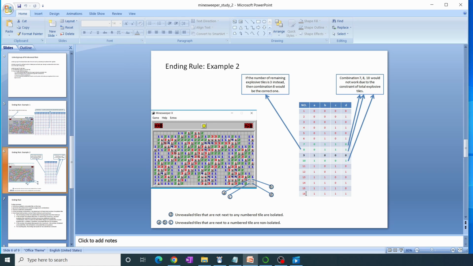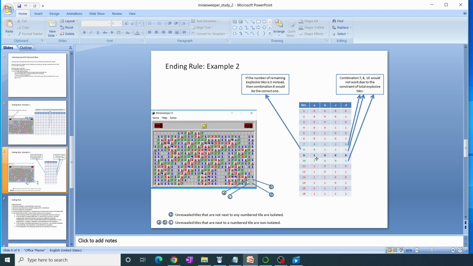Here is another example. We have 4 unrevealed tiles left on the map, and there should be 1 explosive. Using the brute force method and removing the conflicted combinations, we are left with combinations 7, 8, 9, and 10. But only combination 9 has 1 explosive, so it is the correct answer. Notice that if the number of remaining explosives is 3 instead of 1, then combination 8 would be the correct answer.